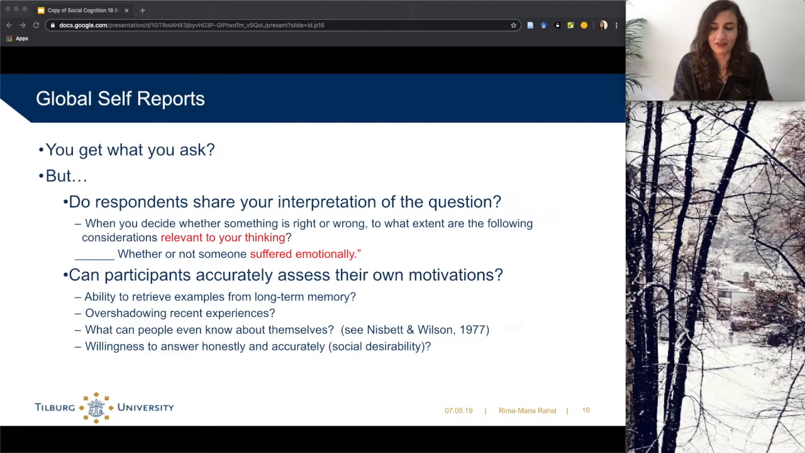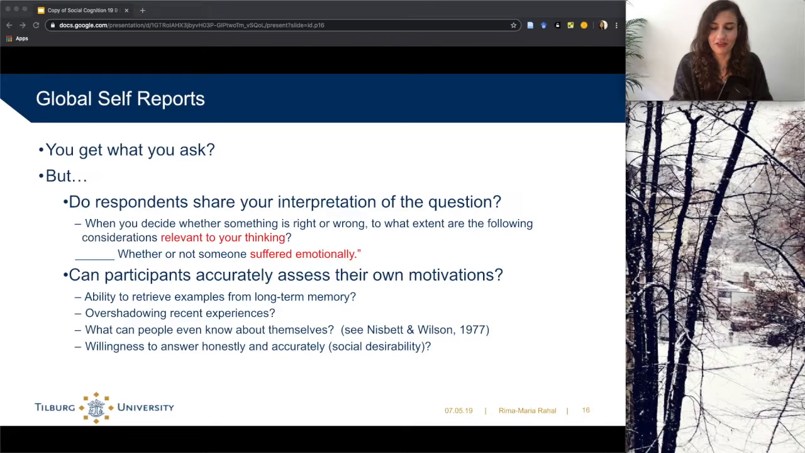So this is one problem with asking people these kinds of global self-report questions. We're not sure if we all share a common interpretation and explanation of what the question means. And a second problem is that we have to wonder if people are actually able to assess these motivations. So can I even say this about myself? Here are some examples for why it might be problematic to assume that people can do this.